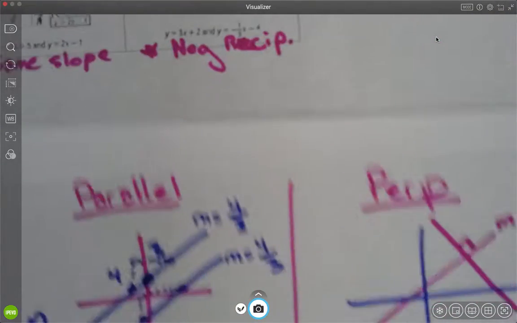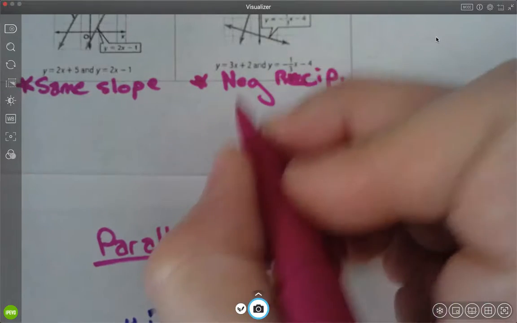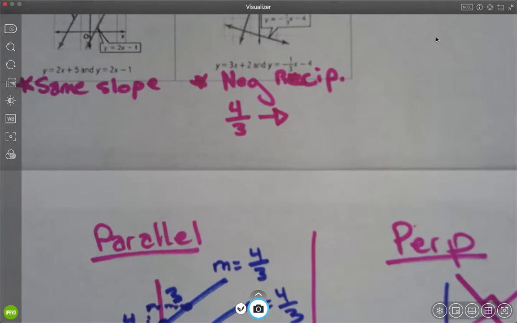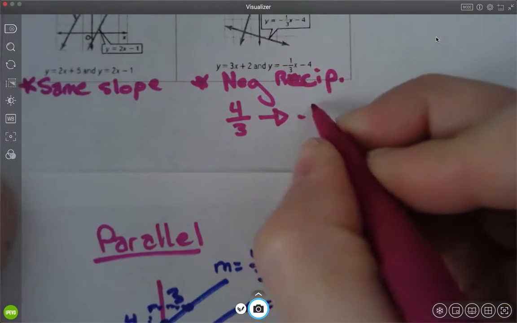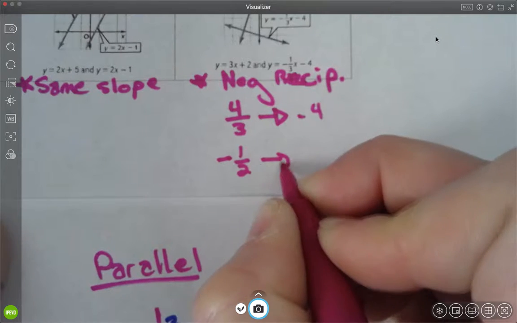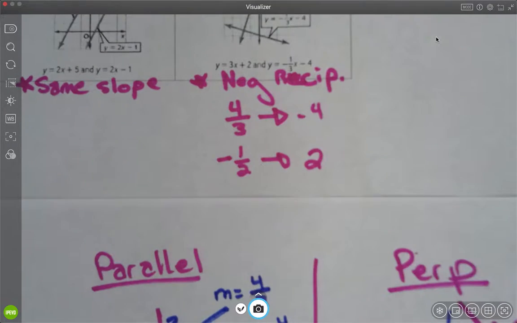Reciprocal. Negative reciprocal. Same slope, negative reciprocal. So we said that 4/3 changes to what when you do the negative reciprocal? Negative 3/4. What about if I have negative 1/2? What does that become? 1, 2. Positive 2, or 2/1, which is just 2. So those are negative reciprocals of each other. If it's already negative, you make it positive.